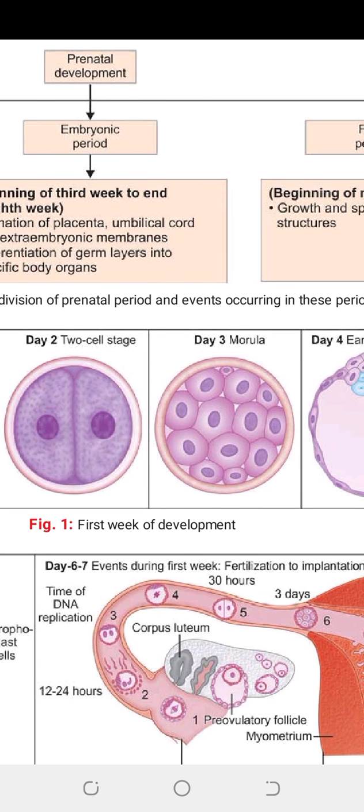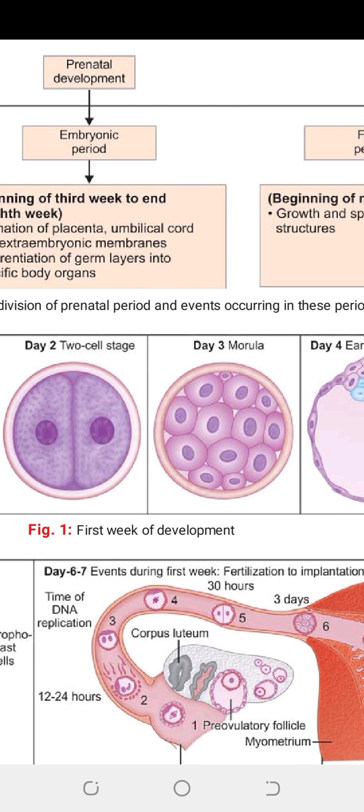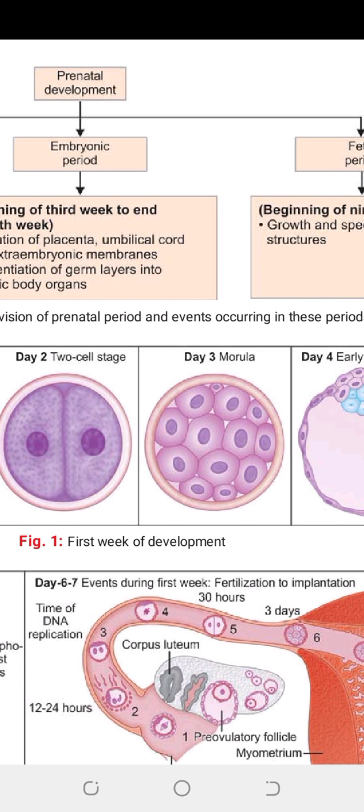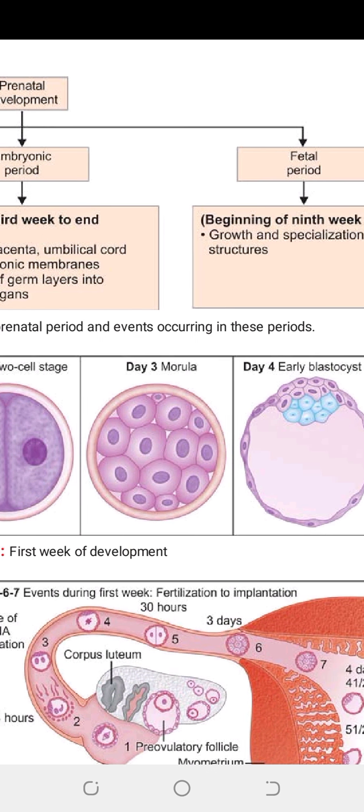On day three, we have formation of morula. Morula means crab-like structure. It's a six cell stage, and remember that eight cell stage is totipotent. Totipotent means it can convert into any cell.